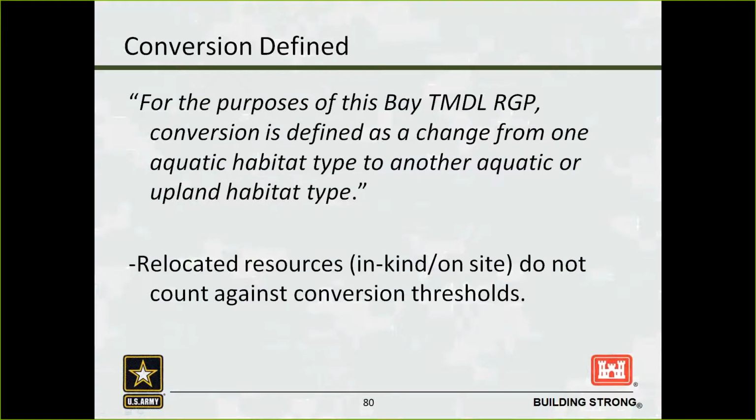Next, we're going to have to define conversion here. So, for the purposes of this Bay TMDL RGP, conversion is defined as a change from one aquatic habitat type to another aquatic or upland habitat type. One thing to note here is that impacted resources which were replaced in-kind on-site do not count against conversion thresholds. If you impact a quarter-acre of forested wetland, but then establish a quarter-acre of forested wetlands on your site, this would not count against your conversion threshold.